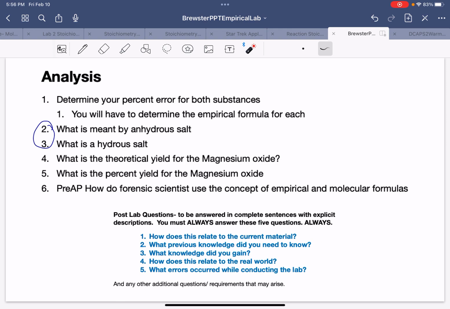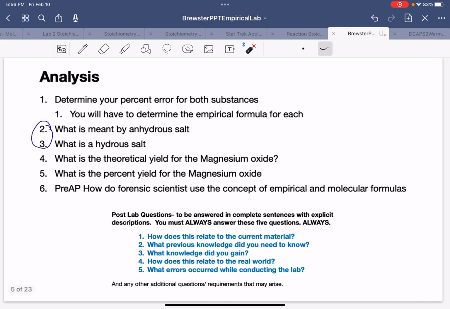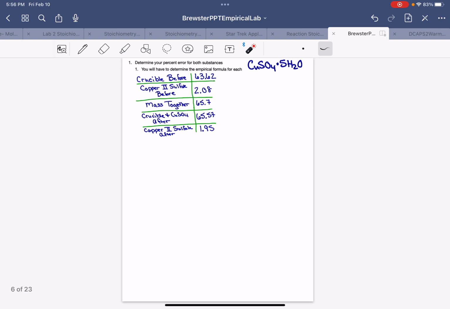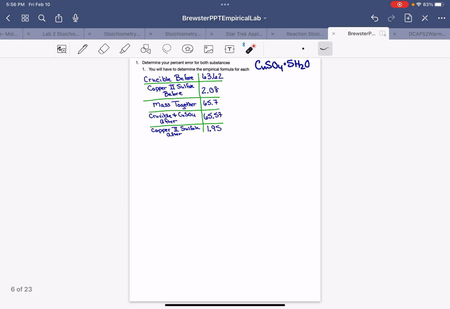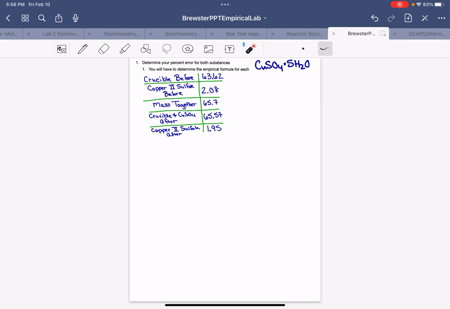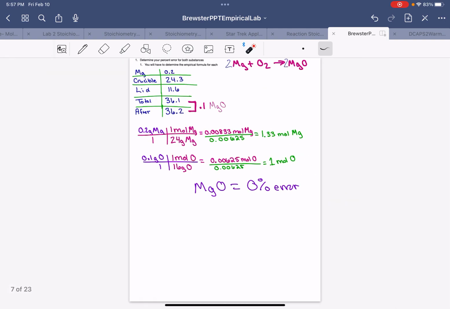Now, I will not be going over questions number 2 or number 3. These you're capable of looking up on your own to find out what those mean. I will be going over questions number 1, 4, and 5. So, question number 1. There is an additional video that goes over how to do this strictly with the copper sulfate. I'm going to focus this one on the magnesium oxide.